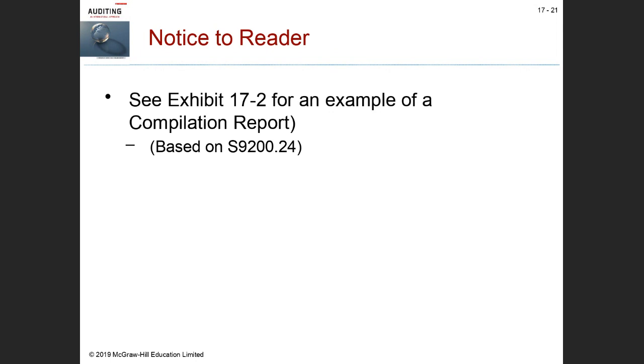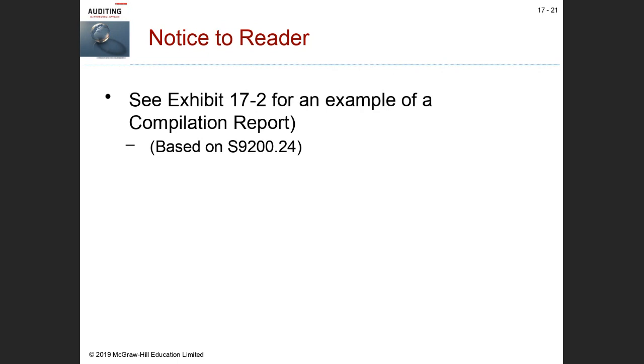Now, the actual type of report that's given, again, this is on page 746, at the bottom of the page. I'll just read it so you have an idea, but you can look at it yourself, please. It says, I have compiled the balance sheet of, you insert the name of the client, Client Limited, as at December 31, 2000, whatever, and the statements of income, retained earnings, and cash flows for the, for example, year that ended, from information provided by management. I have not audited, reviewed, or otherwise attempted to verify the accuracy or completeness of such information.